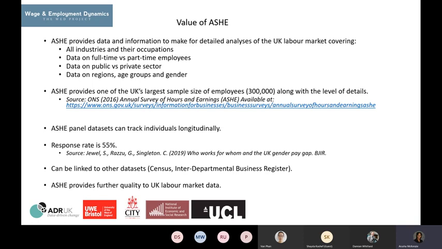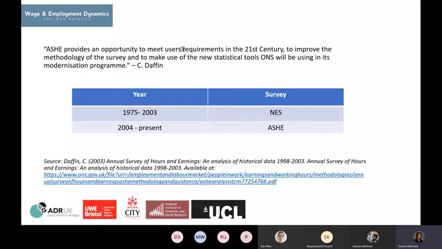So in September, my colleague from UE, Phan, and John Forth from City will be discussing a bit further how the ASHE can be linked to the census and what we'll be doing with our project. And Damian will continue further after I'm finished to show how the ASHE can be linked to the IDBR. So we know that the ASHE provides further quality for the UK labour markets data that's available to us.